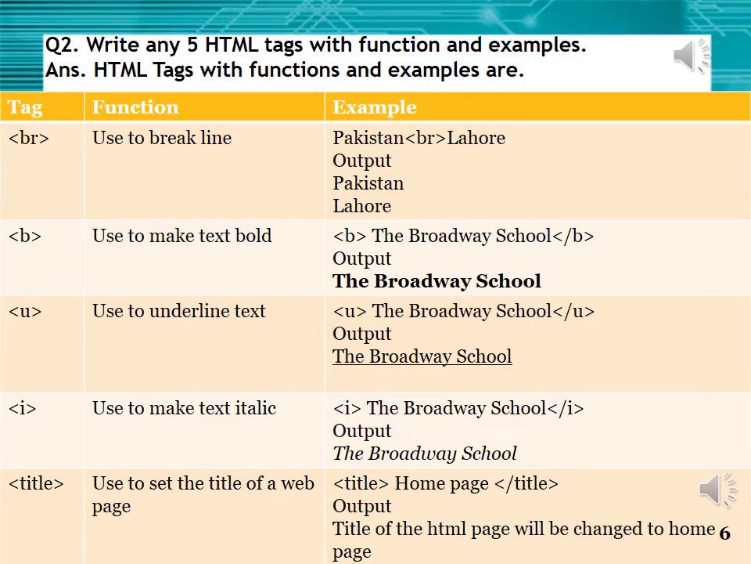The second question was, write any 5 tags with functions and examples. HTML tags with functions and examples are: BR tag, used to break the line. Example is given here. B tag, used to make text bold. U tag, used to underline text. I tag, used to make text italic. Title tag, used to set the title of a web page. Whatever you write inside the title starting and ending tag will display on the title bar of the web page.